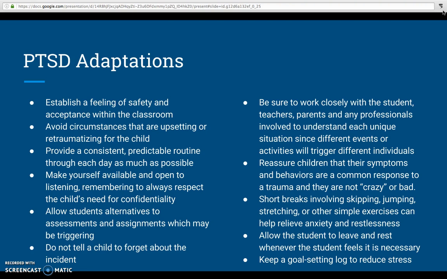You want to make sure to provide a consistent routine, and if there's ever a change in this routine, you want to make sure to give the student a heads up ahead of time. That way they know what the change is and it won't cause too much stress, because PTSD can be caused by stress. You want to avoid any language like, this is crazy or this is bad. You want to provide a positive environment. You can shorten the assignments, extend test taking, just anything that can be done to possibly reduce stress. The main thing is that the student feels safe.